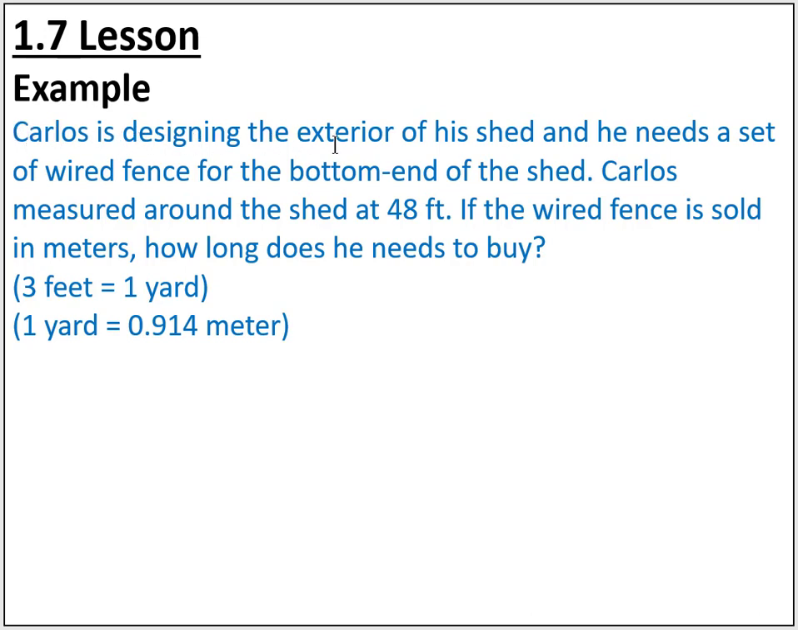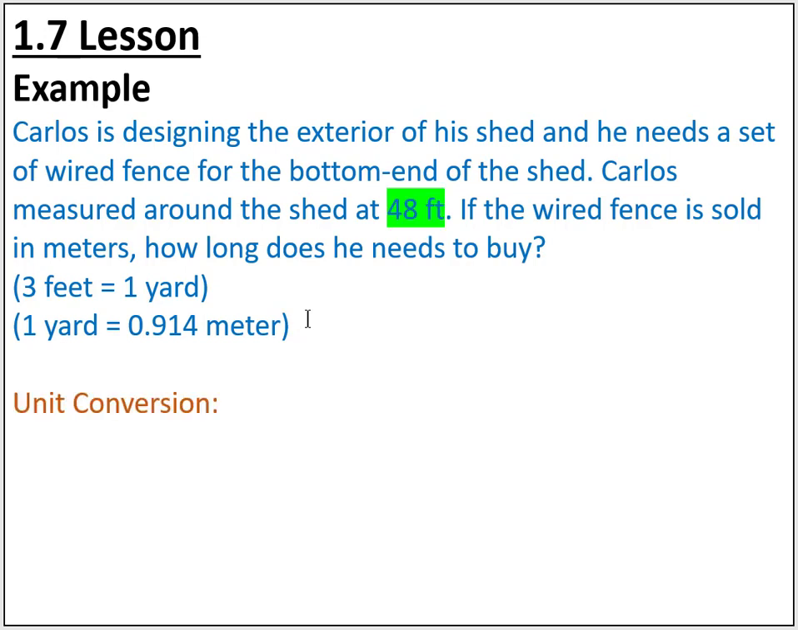Carlos is designing the exterior of his shed and he needs a set of wire fence for the bottom end of the shed. Carlos measured around the shed at 48 feet. If the wire fence is sold in meters, how long does he need to buy? Below we have information where 3 feet is equal to 1 yard and 1 yard is equal to approximately 0.914 meter. So let's start working on our unit conversion.